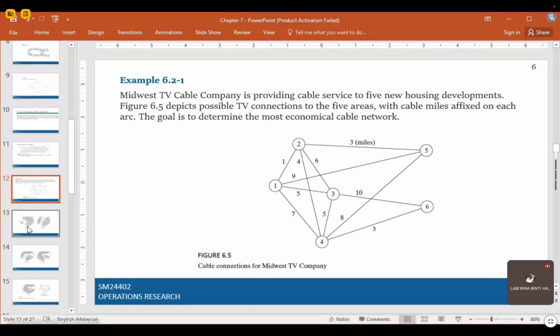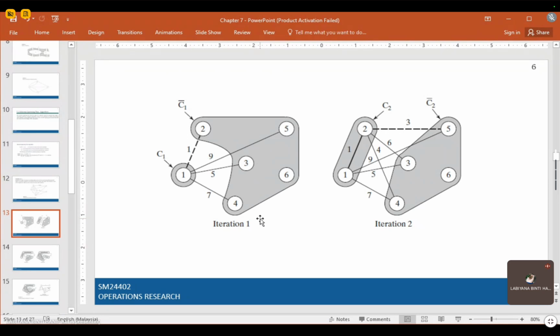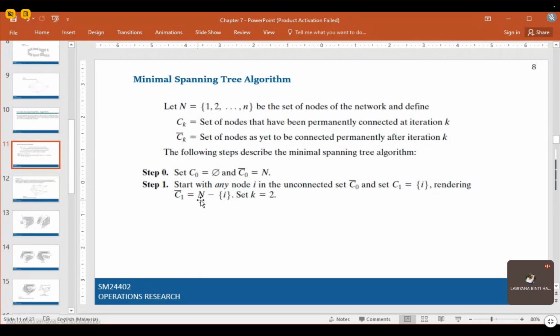Okay, so now we get into our first iteration. In the first iteration, we start from the first node here. So our C1 will be node 1, the set of 1. And C1 bar here is 2, 3, 4, 5, and 6. If you remember, C1 bar is N minus C1. If we set C1 as the set of 1, the first node, then C1 bar will be 2, 3, 4, 5, and 6.